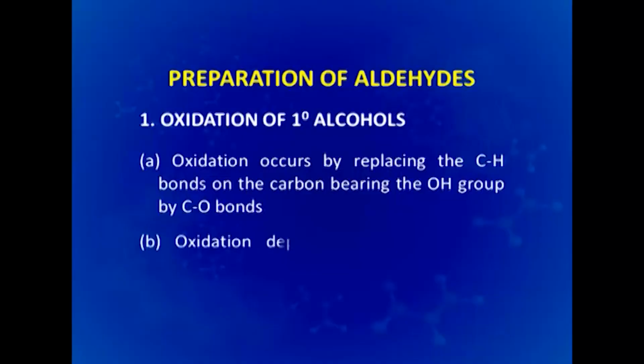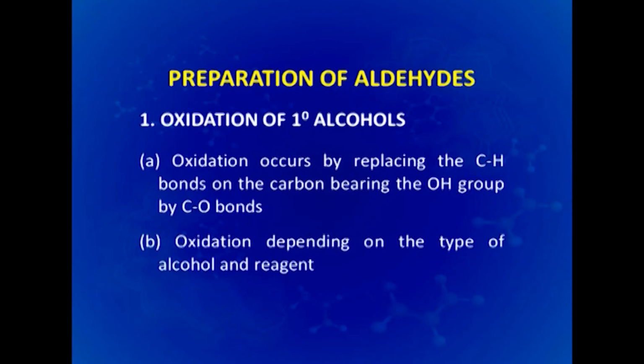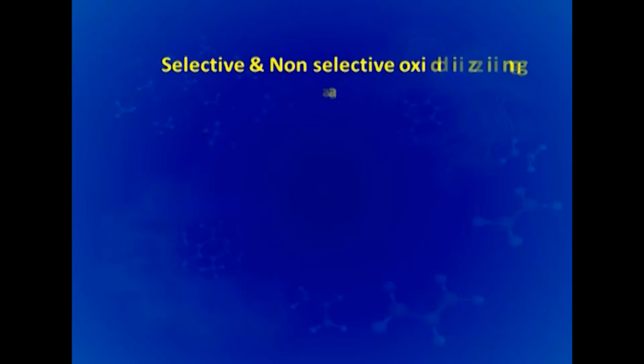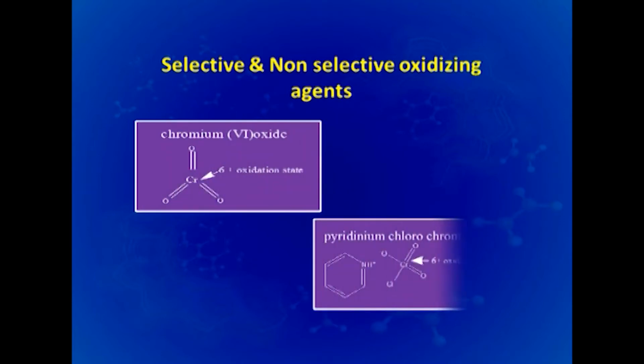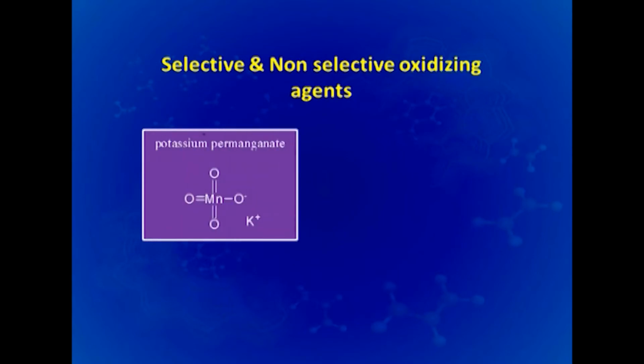That means the oxidation mainly depends upon the nature of the alcohol we are using as well as the nature of the reagent, whether it is a primary, secondary or tertiary alcohol, or what type of oxidizing reagent we are using. And these are some of the selective as well as non-selective oxidizing agents. The first one is chromium oxide, the second one is pyridinium chlorochromate, and the third one is potassium permanganate. And I have also given these examples: osmium tetroxide, silver oxide, hydrogen peroxide, and peroxyacids.